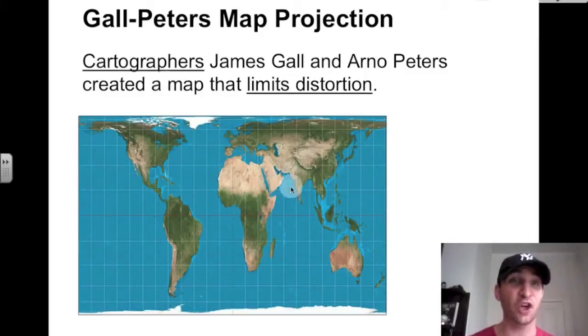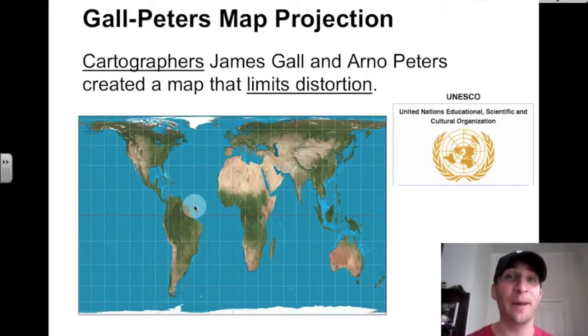And this is the Gall-Peters Map Projection, which was given the stamp of approval by a group in the United Nations. UNESCO, the United Nations Educational, Scientific, and Cultural Organization. They have said this map is the most accurate one-dimensional symbol we can get today. Look at Greenland, look at Australia. That is more accurate.